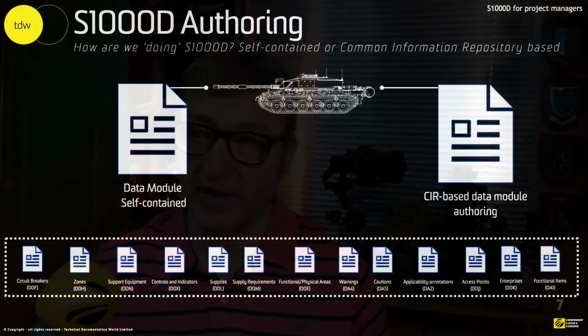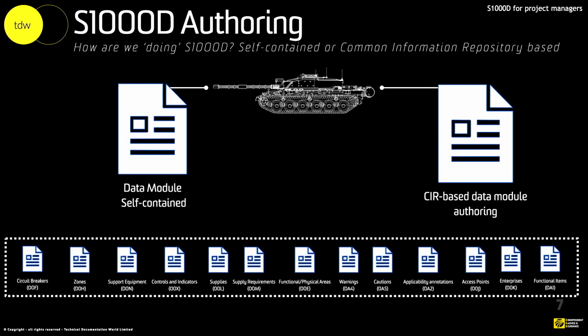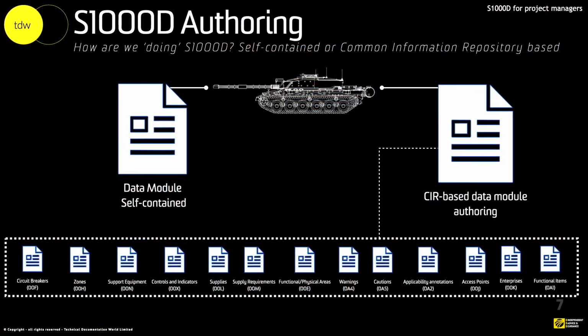Now, the other methodology is something known as common information repository based authoring. And what that means is we are providing essentially a bunch of libraries that the author can call information from. Top tip: not all software tools support this. So if you are looking at using the CIRs, then you need to ensure that your software can actually use it.